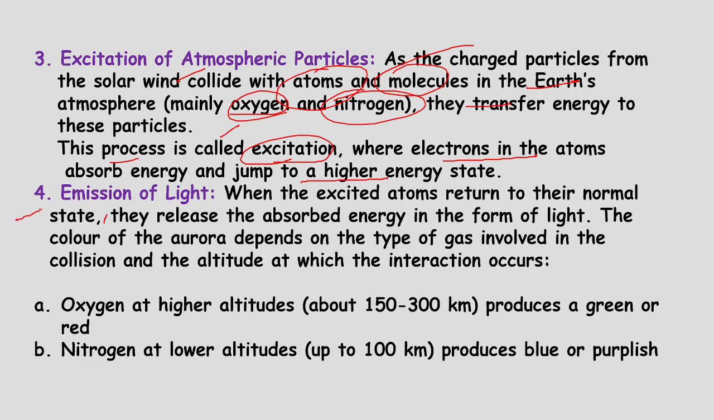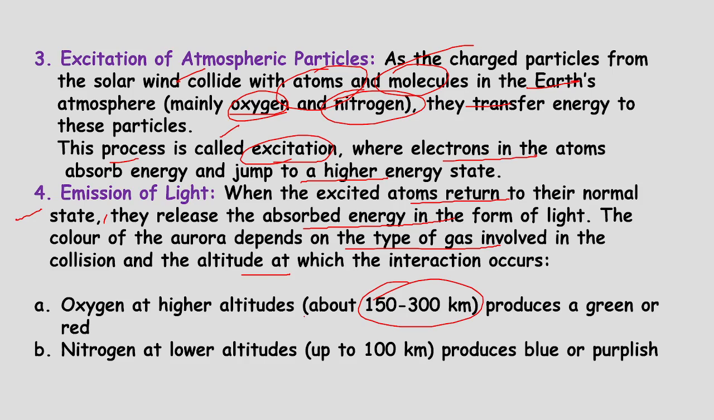The next one is emission of light. When the excited atoms return to their normal state, they release the absorbed energy in the form of light. The color of the aurora depends on the type of gas involved in the collision and the altitude at which the interaction occurs. Point A: oxygen at higher altitude, about 150 to 300 km, produces green or red.